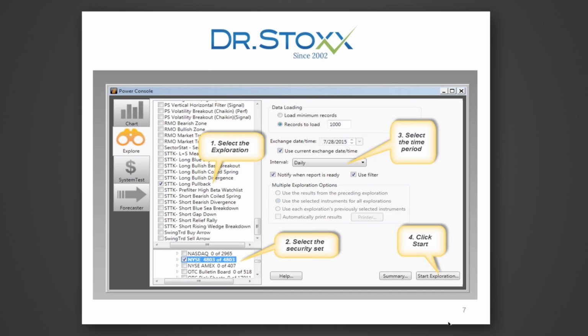So I can't actually run an exploration for you live here like I would like to, but I did put this together just to show you how easy it is to do. You simply select the exploration in this left-hand column. You would then select the set of securities that you're going to run the scan on, and this is one of the amazing things about MetaStock.